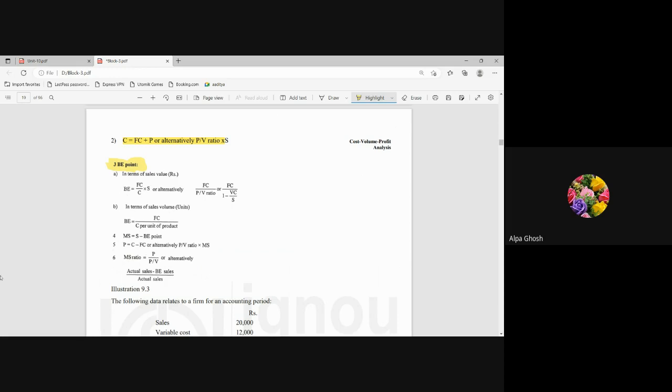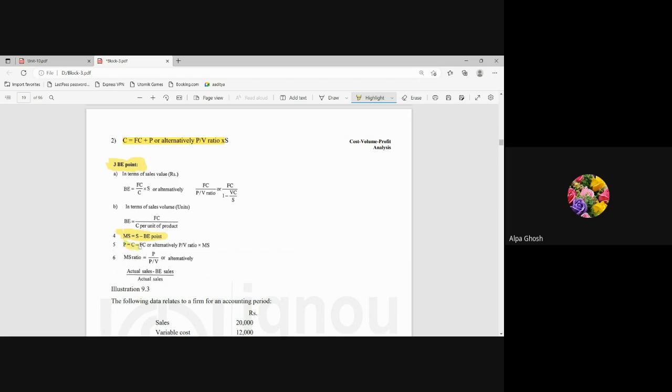Then coming to the fourth one, what is MS? Can anyone recall and tell me? What is the fourth formula? Margin of safety. Very good. MS is margin of safety, and margin of safety equals sales minus break-even point. Sales minus break-even point.